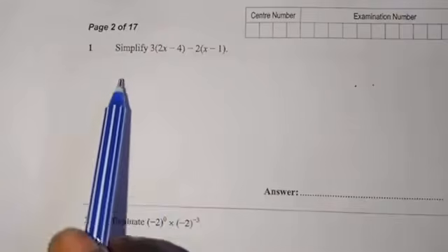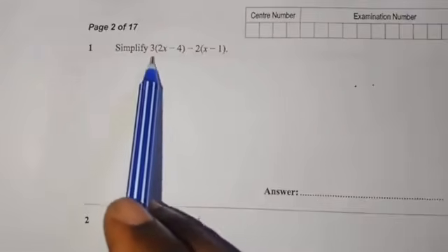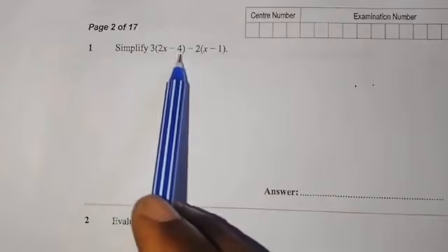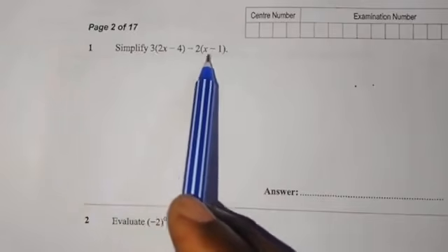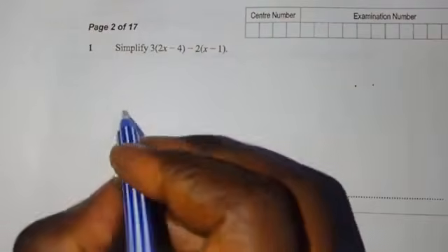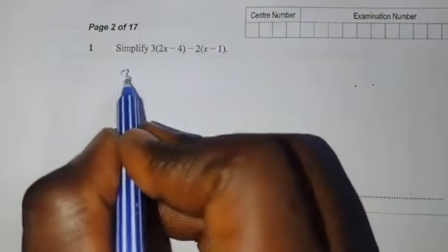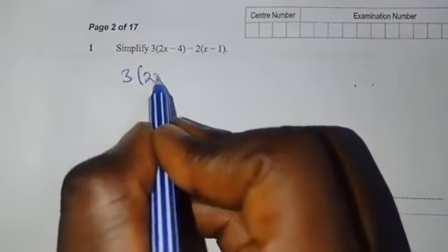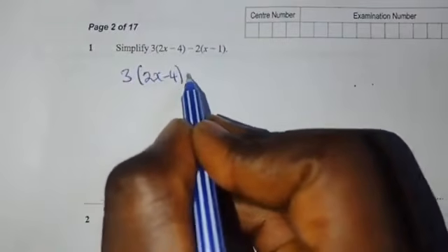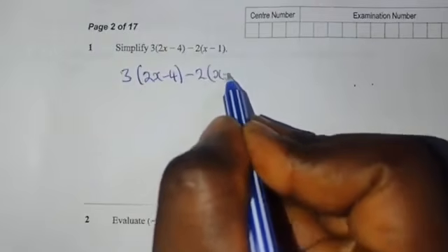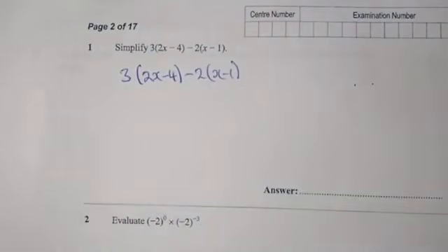Alright, so this is our question one right here. Simplify 3(2x - 4) - 2(x - 1). So we are going to write our question. We need to simplify 3(2x - 4) - 2(x - 1). To simplify means to make an expression or to write an expression in a simple way.